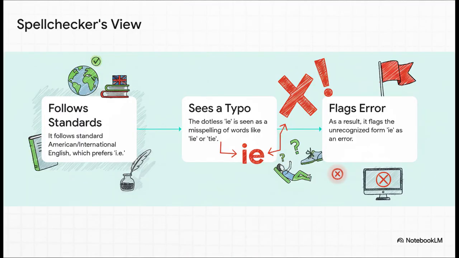It's actually pretty simple. Your spell checker is basically just a robot following rules. It's programmed with standard American or international English where the accepted form has periods. So when it sees IE without the dots, it doesn't think, oh, that's the British abbreviation. It thinks, hey, did you mean to type "lie" or "tie"? It just sees a typo.